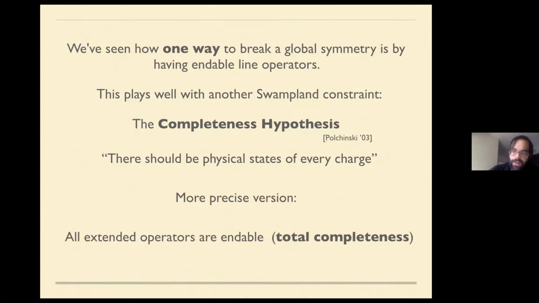So luckily for us, there's a more precise version which is completely well defined, which is the idea that all extended operators in the theory should be endable.